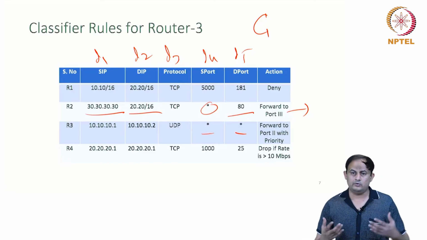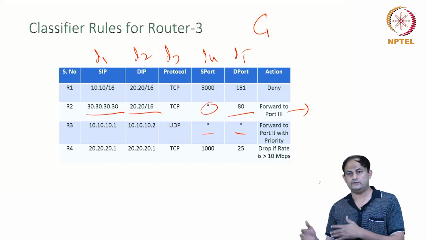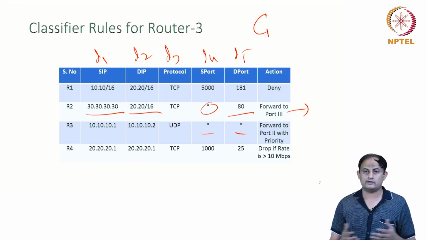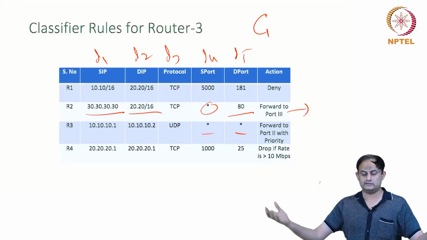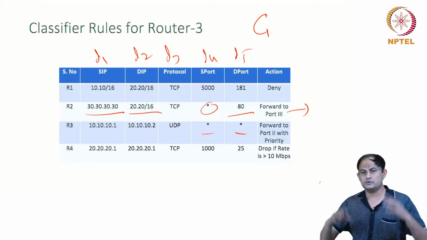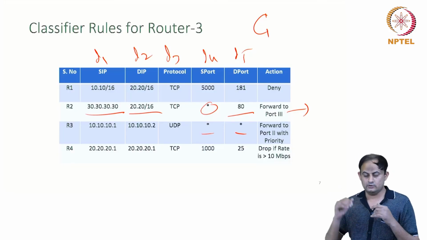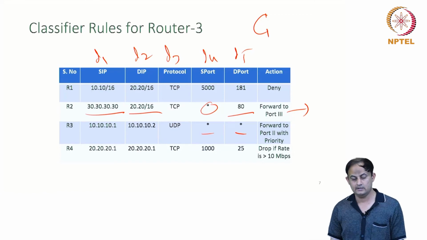So now you can think of whether D1, D2, D3, D4, D5 are the only dimensions that I can have. No, not necessarily. I can have as many dimensions or fields as I want. In a nutshell, what I am trying to say is that using a combination of the header fields, you can write some rules, and by looking at those rules, the router can dynamically decide what to do with a particular packet.